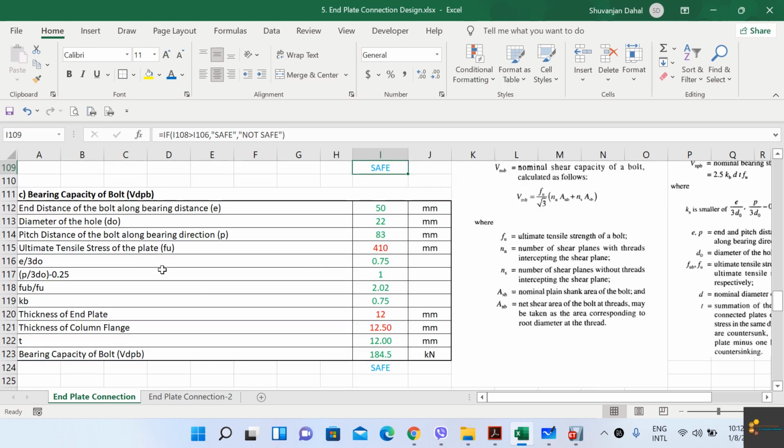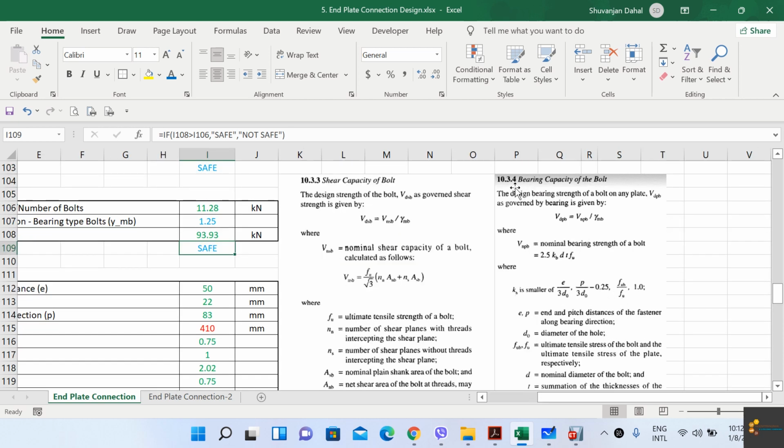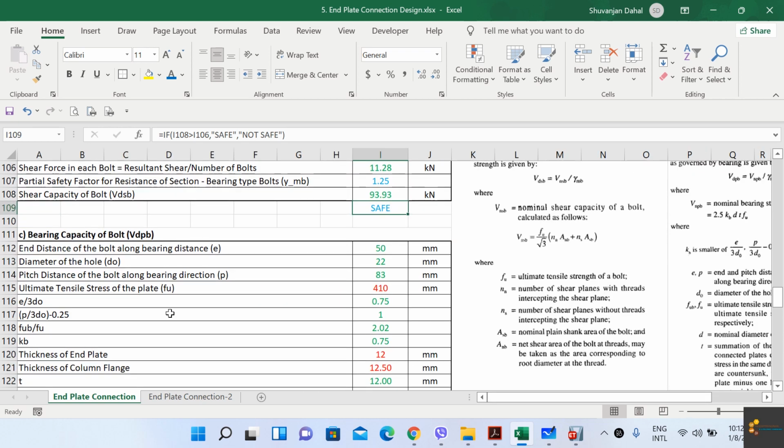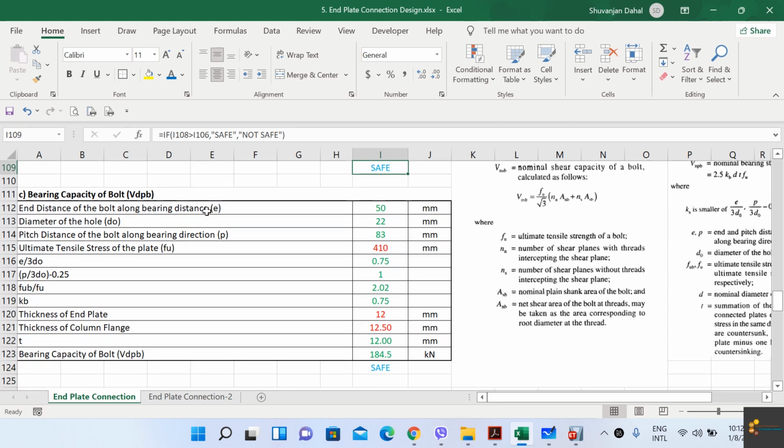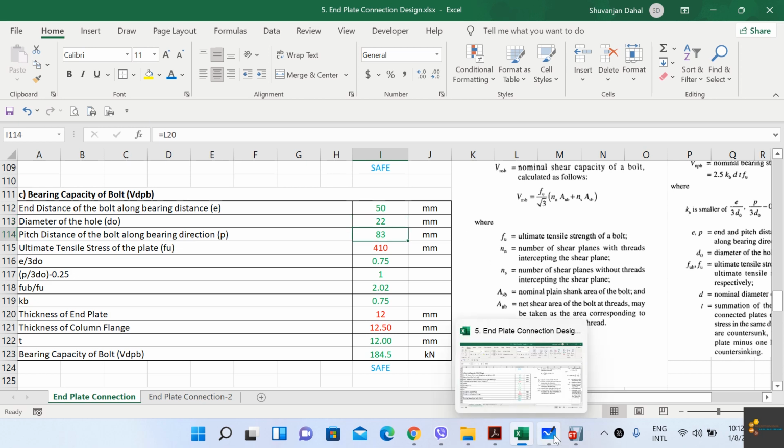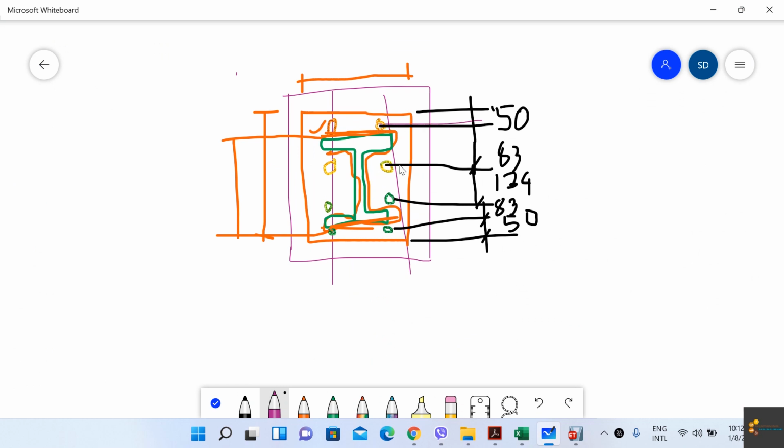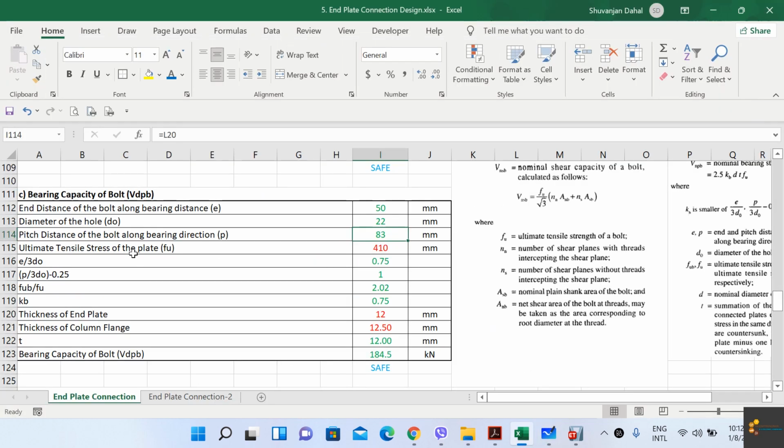And finally, we have to check for the bearing capacity of bolt. The bearing capacity of bolt can be calculated using this codal provision 10.3.4. There are just some values to be calculated. You can get these values from your design data or from the standard values also. For example, we have here the end distance of the bolt along the bearing direction, e, which we have taken to be 50 mm. Diameter of the hole is 22 mm. Pitch distance of the bolt along the bearing direction is 83 mm. This means this distance here from here to here, 83 mm. And the ultimate tensile stress of the plate is 410 MPa.